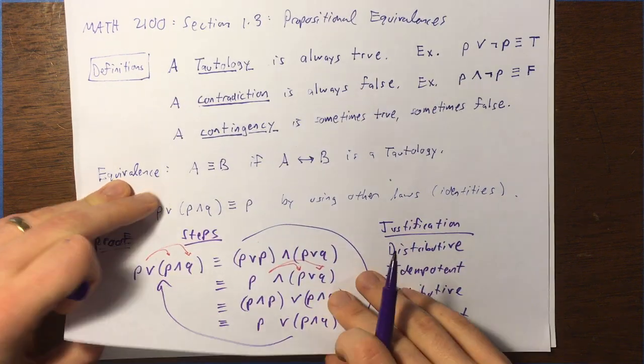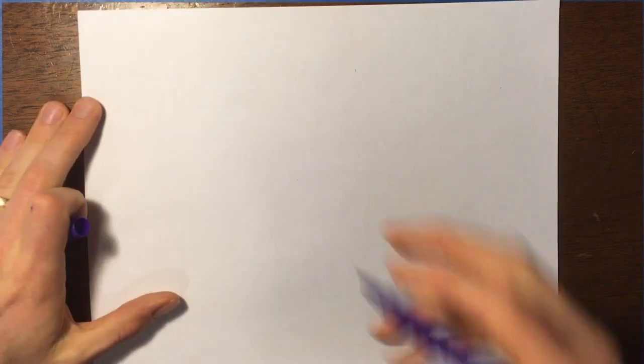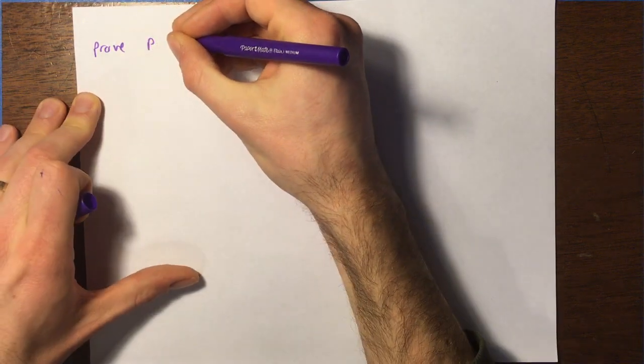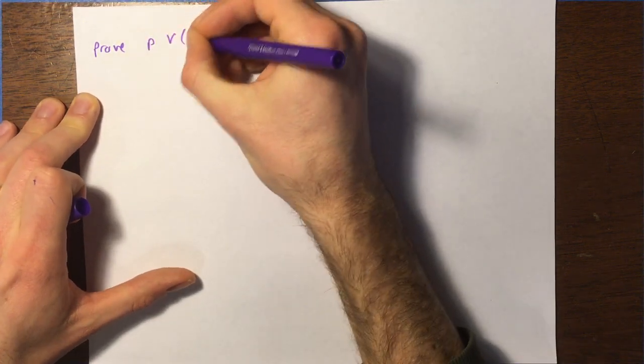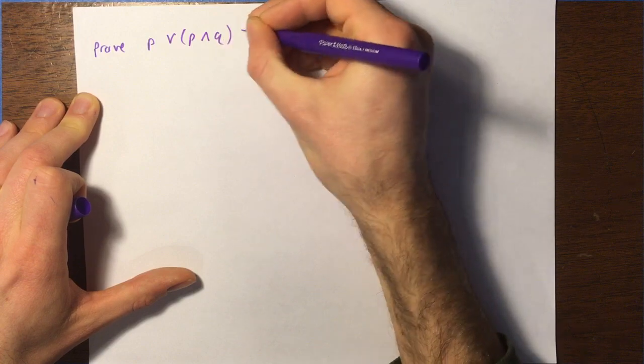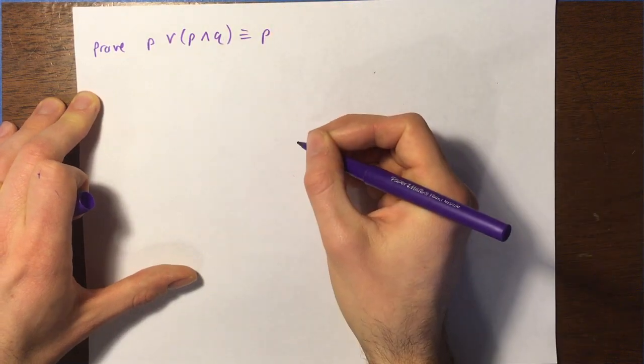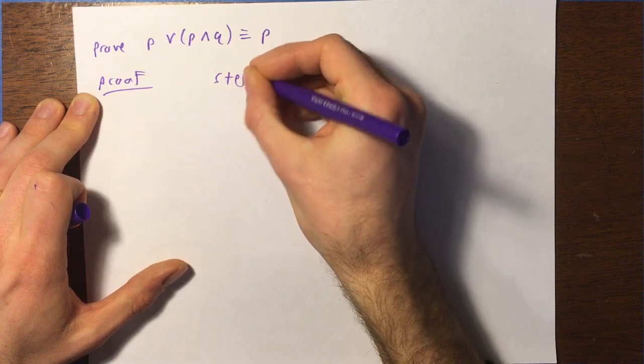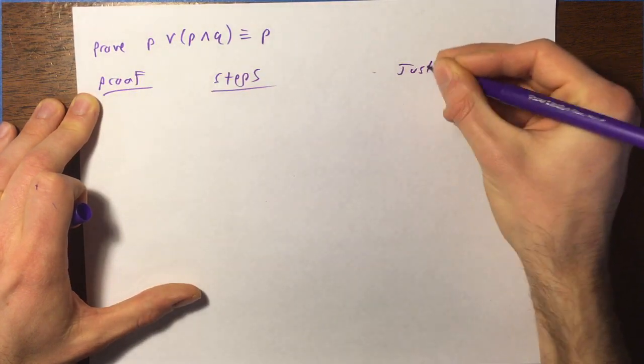All right, so I'm going to go to a new page, and I'm going to go ahead and try this again. Let's try to prove this again. So we're going to prove P or (P and Q) is supposed to be equivalent to just P. And so the proof will begin, and we're going to have our steps and our justifications.